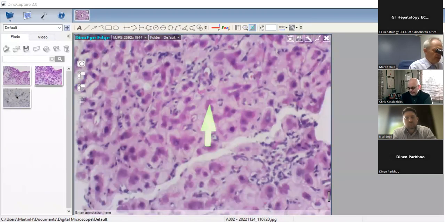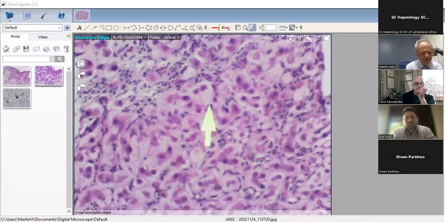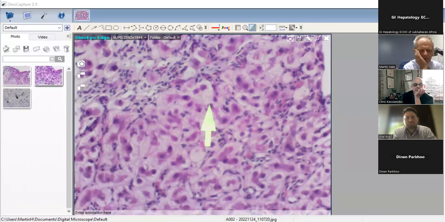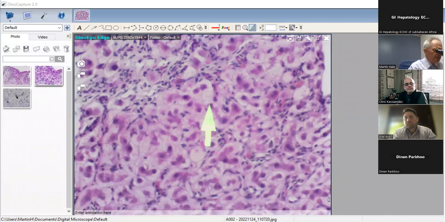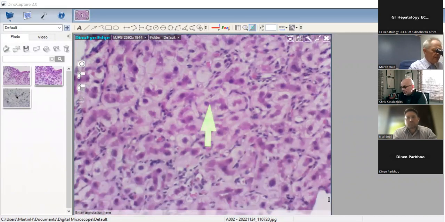But is it a hepatocellular carcinoma, which is the question that we're being asked? And I must tell you that there is a difference of opinion. I think some of my colleagues think that it is hepatocellular carcinoma, and I can't come to that diagnosis. The reason I can't come to that diagnosis is because I'm seeing portal tracts in amongst this pathology. I don't know what this pathology is, having said that.